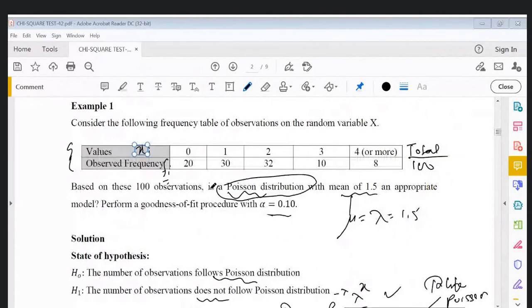Okay, look here. Lambda is 1.5. If you want to find P(S = 0), it is equal to P(S less or equal 0). You just take the value 0.2231. Okay, the second, for S equal 1, it is P(S less or equal 1) minus P(S less or equal 0).